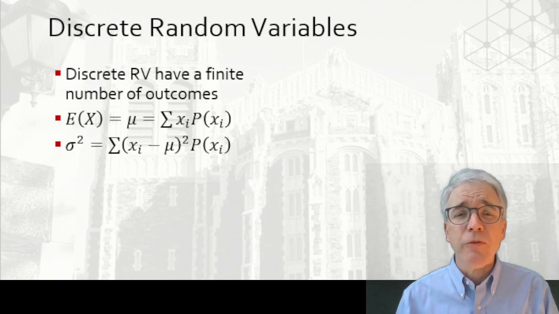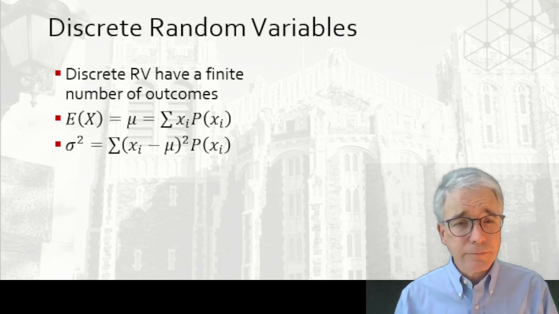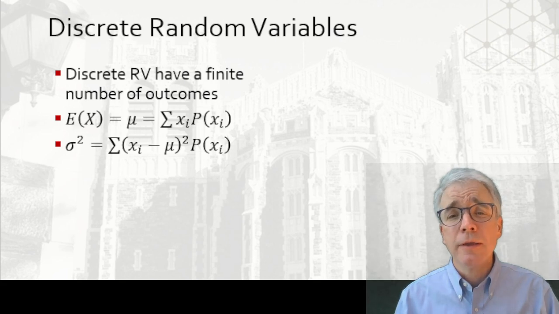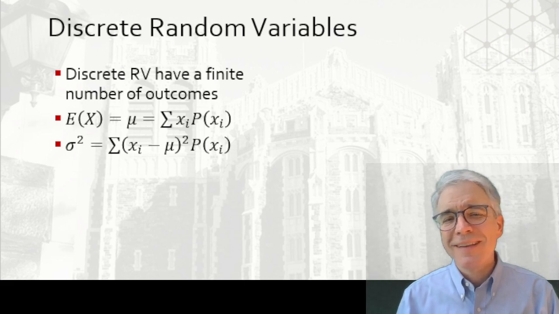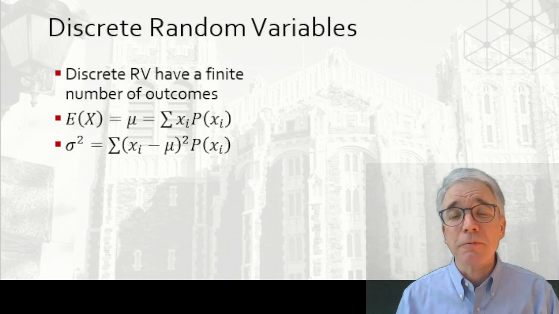We denote the expected value, E of X, as mu, a common use of that Greek letter to represent the mean. The mean, or expected value, of a discrete random variable is the sum of the probability of each of those occurrences times the value of X when that occurrence happens. That gives us the mean. It's exactly what you were doing back when you were a baby, figuring out the average of something.